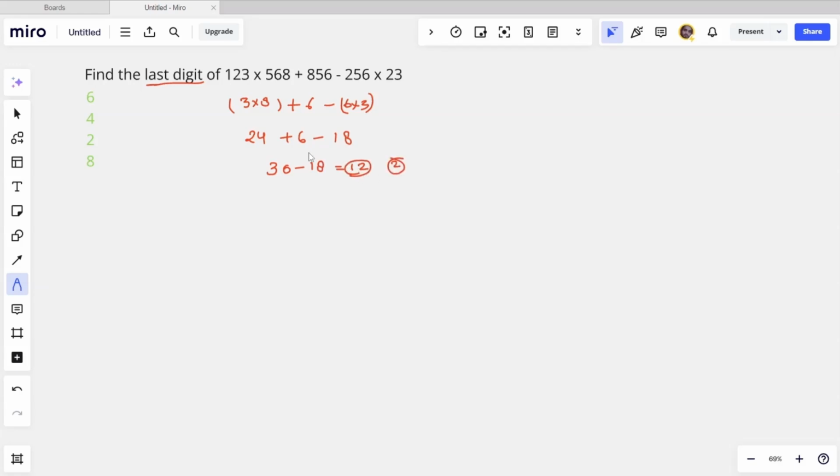Which is 2. So as we can see, 2 is an option. So our correct option is the third option. Okay. So 2 is our answer.